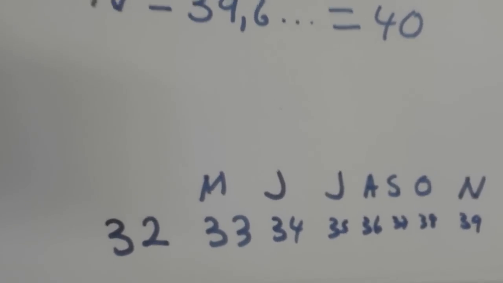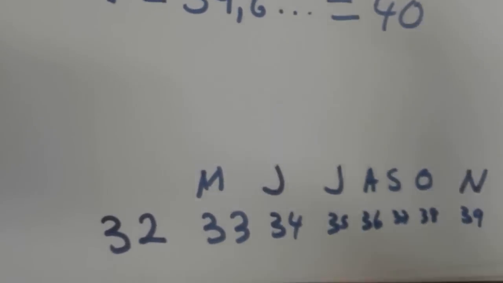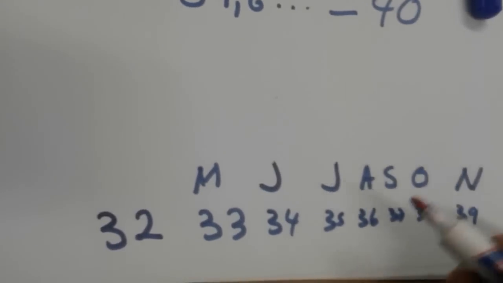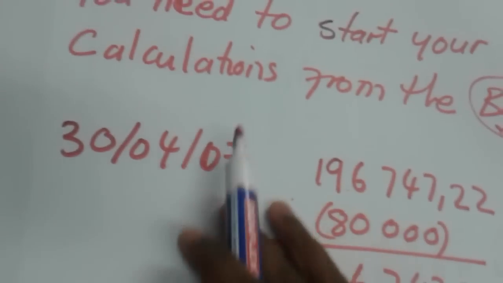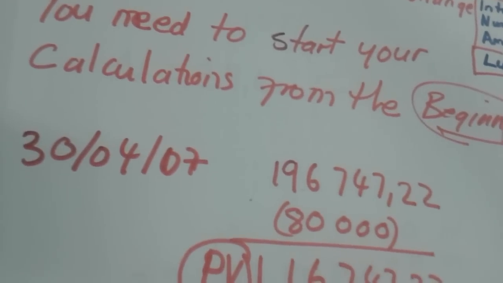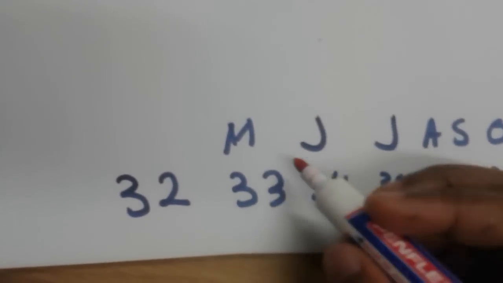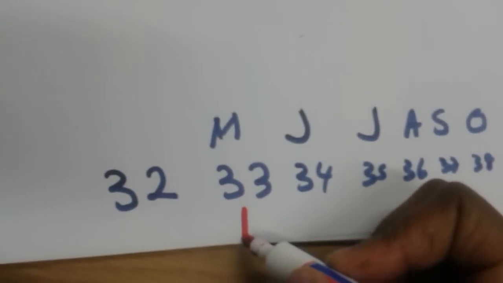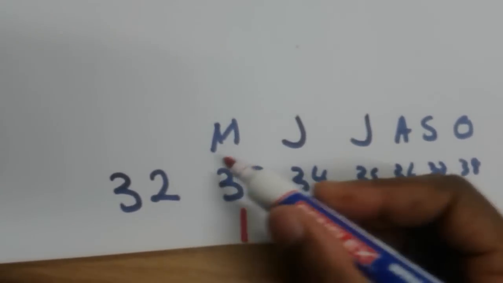But whenever there is a change, we must start our numbering from scratch. Remember what I said there? Whenever there's a change, you calculate from the beginning. It means you start counting again from 1. So payment number 33 on the bank statement becomes our payment number 1, because it is the first payment after the interest increased.